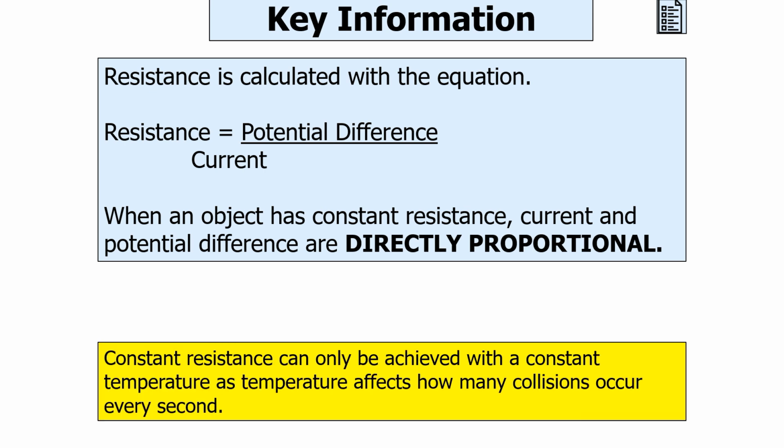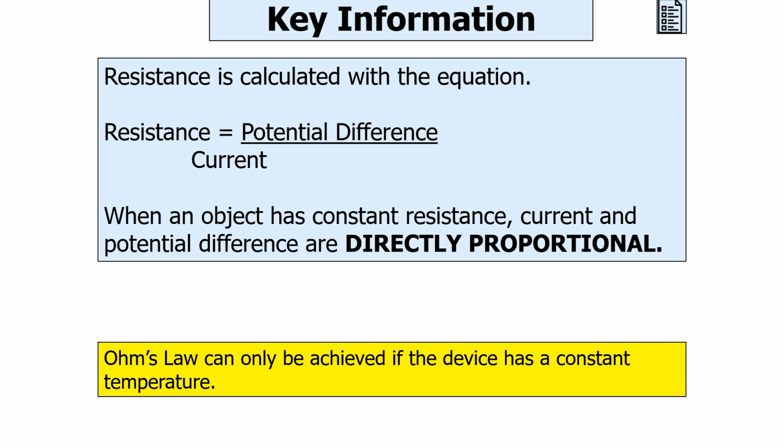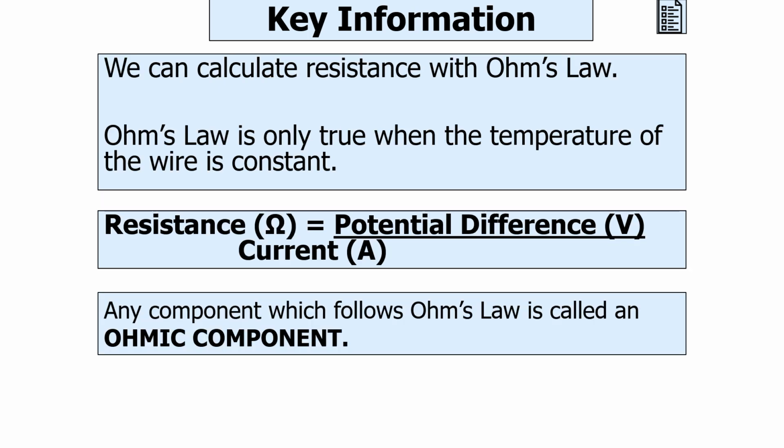Now, constant resistance can only be achieved when a constant temperature is maintained on the wire, as temperature affects how many collisions occur every second. So we say Ohm's law can only be obeyed if the device has a constant temperature. We calculate resistance with the equation: resistance in ohms is equal to potential difference in volts over current in amps. And any component which follows Ohm's law is called an ohmic component.